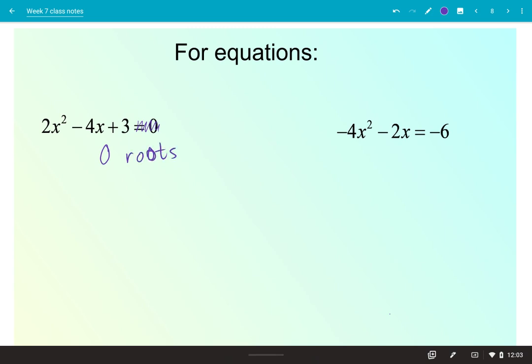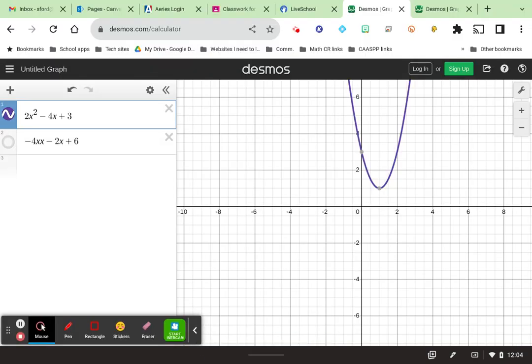And if we put the next one, we don't want it to equal, but the negative 6 is on the right side. So we need to move it over. I'm going to add 6 to both sides. And we have to get these in order. So negative 4x squared minus 2x plus 6 equals 0. But we don't need to put the equal 0. We put those into Desmos.